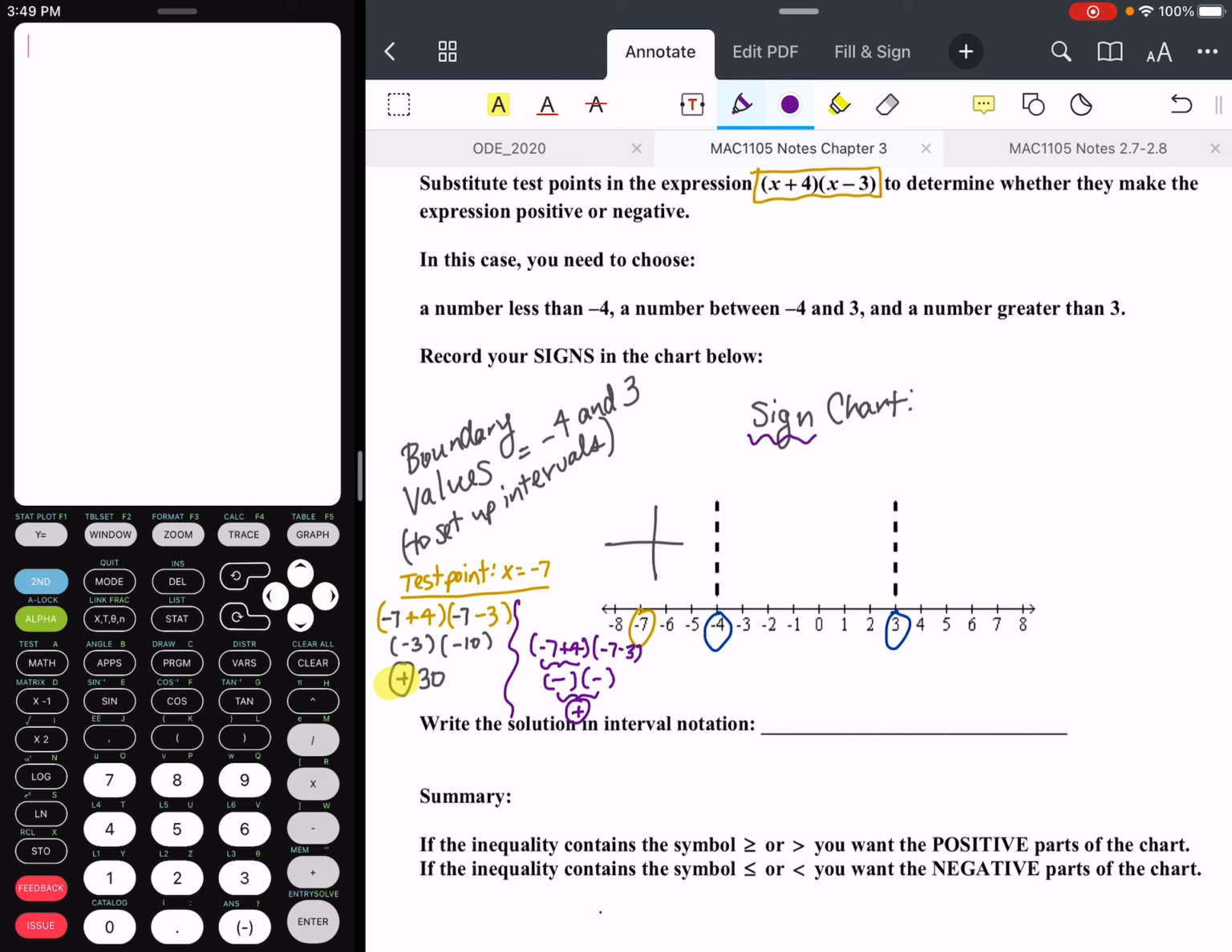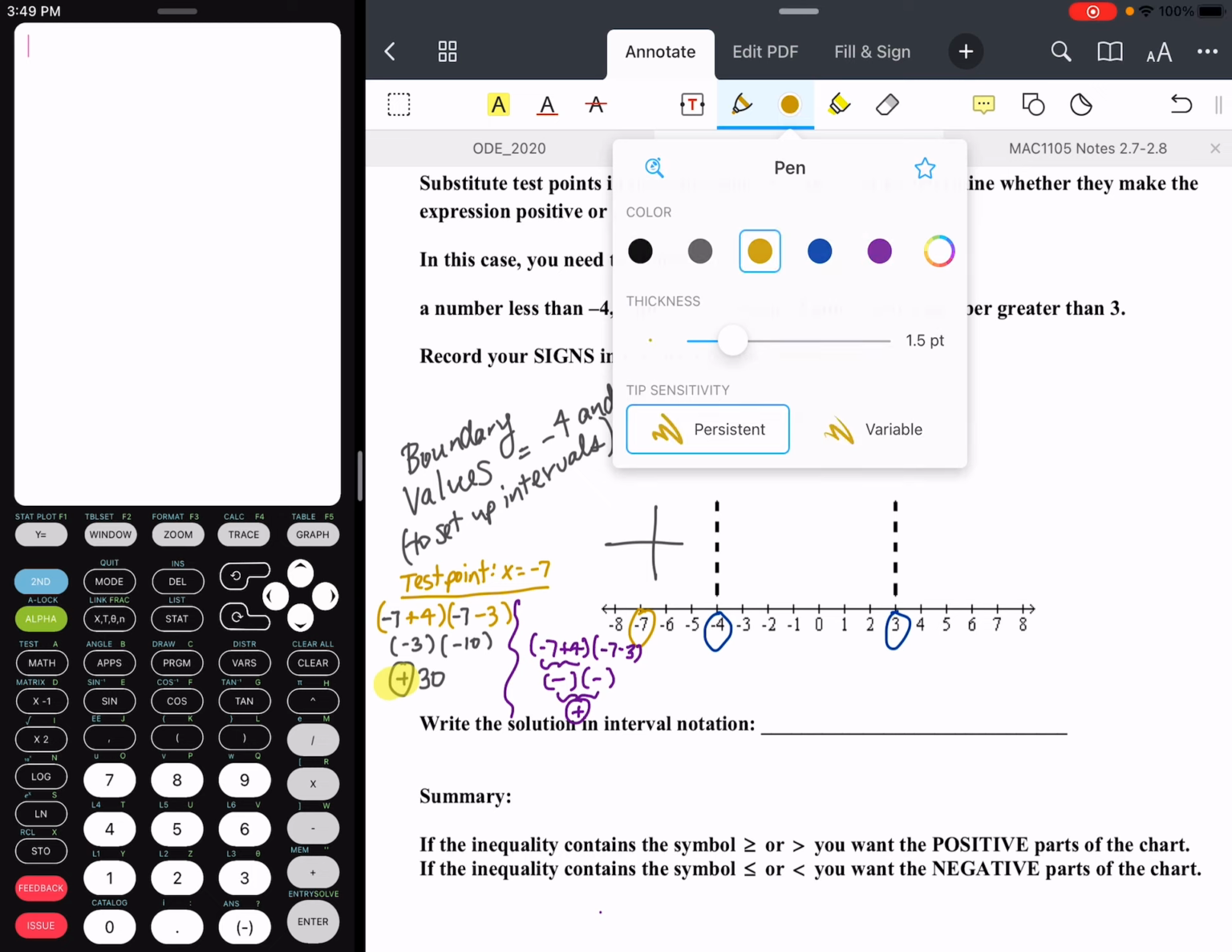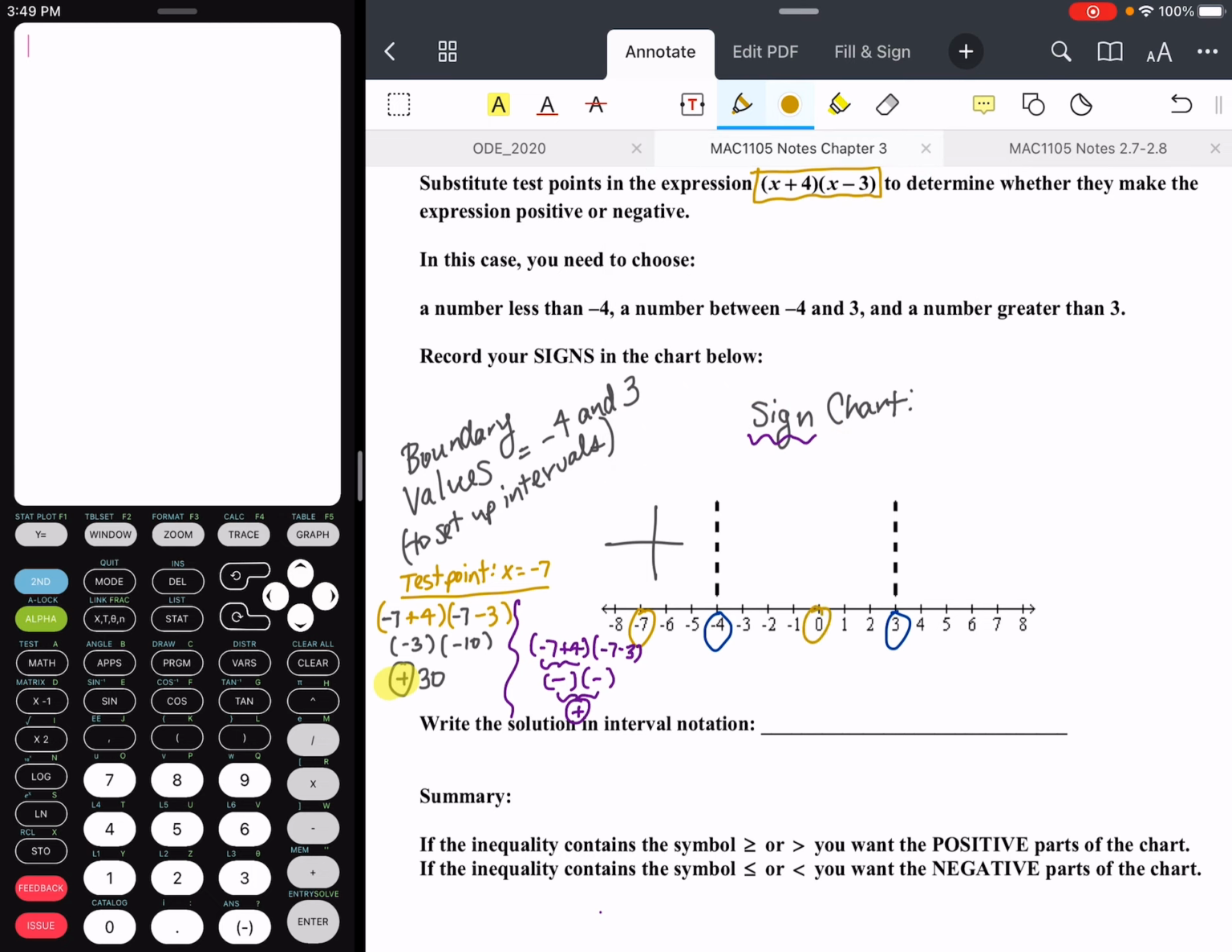Okay, all right, so in the middle here, I like to pick 0. Usually 0 is a pretty easy test point when I can get away with choosing it. So plugging it into my factors, I would have 0 plus 4 times 0 minus 3. 0 plus 4 is positive. Positive 4, but I just care about the positive. 0 minus 3 is negative. Negative 3, but I just care about the negative. And I know that some positive number times some negative number equals a negative overall. So I can label that middle interval with a negative.